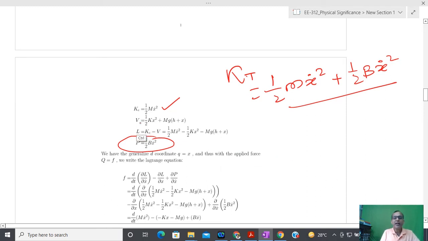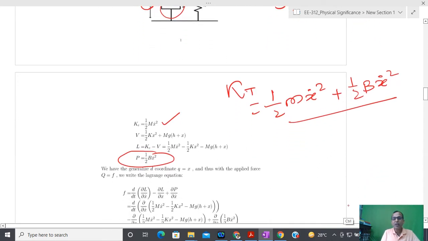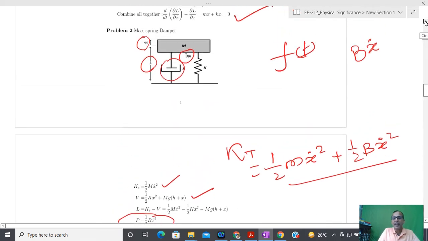And how to define the energies? One potential energy is in the spring, that is half kx square, and after that, due to gravity, I have mg(h plus x). This is the form of potential energy. Then you can define L equal to kinetic energy minus potential energy. I have already told you that sometimes people separate the kinetic energy term which is dissipative in nature, and for that they just add dou P by dou x in this equation. So try to understand it like that.